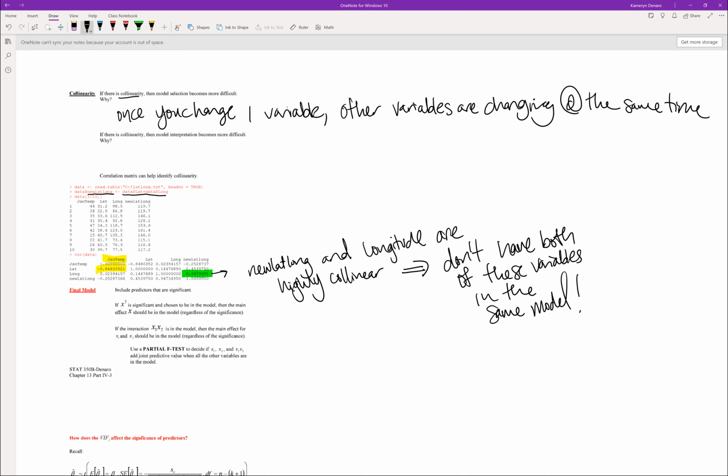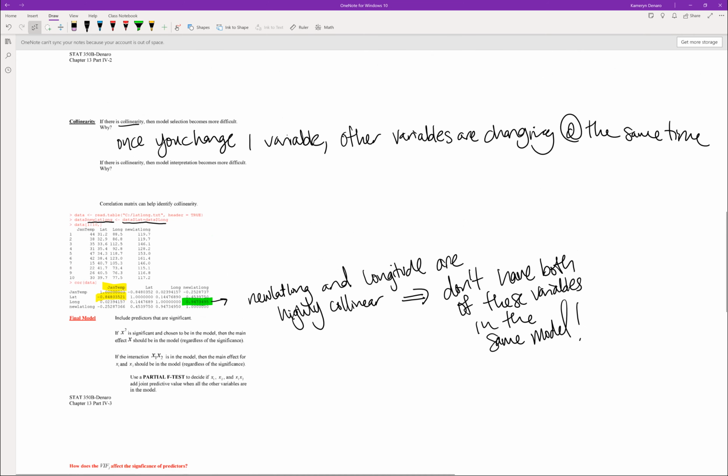Okay, so essentially what we're going to do next is try to find a final model where we include only predictors that are significant, right? But some rules about that: if you have the x squared in your model to be significant, we should still keep the main effect x. And if you have an interaction in the model, you should still keep each of the main effects for x1 and x2 if you're going to include an interaction of x1 and x2, regardless of significance. All right.